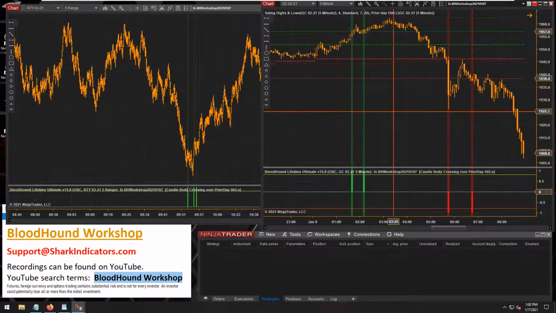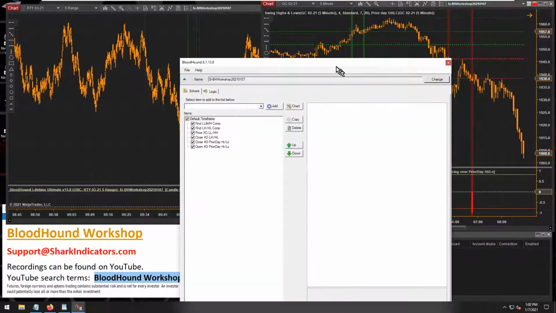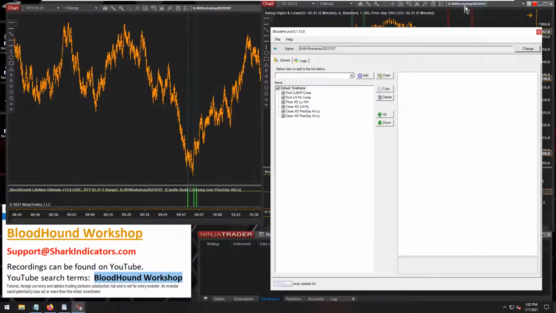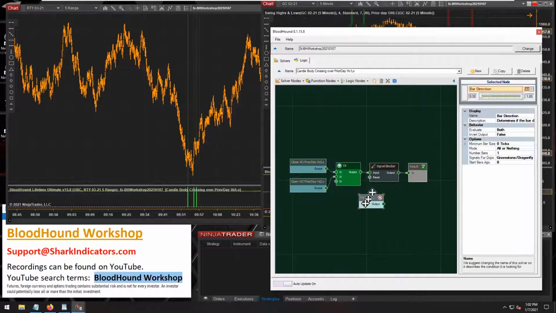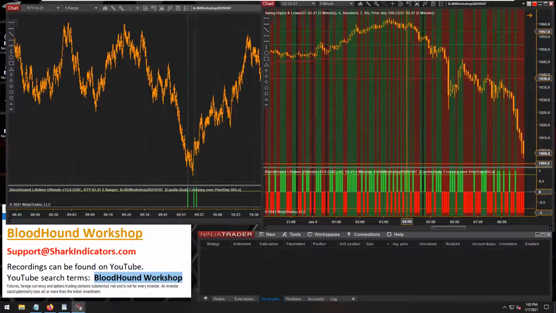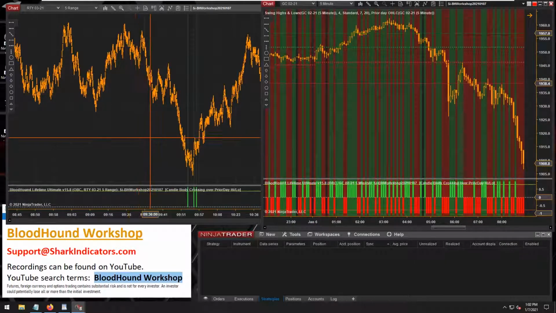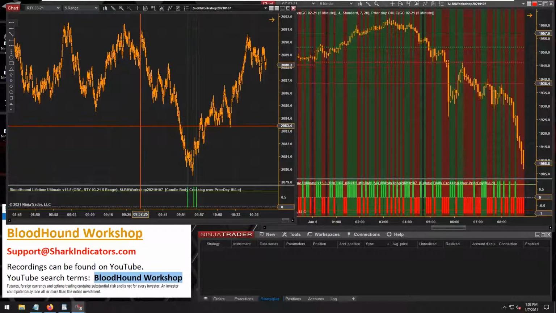All right, so both of these charts, right, they're running today's workshop template. So let's say I go into one, so I'm opening the BloodHound on the right chart, and let's say I make a little tweak, right? I throw this in, something like that, close it out, voila, I made a change, right? So obviously this chart didn't change yet.